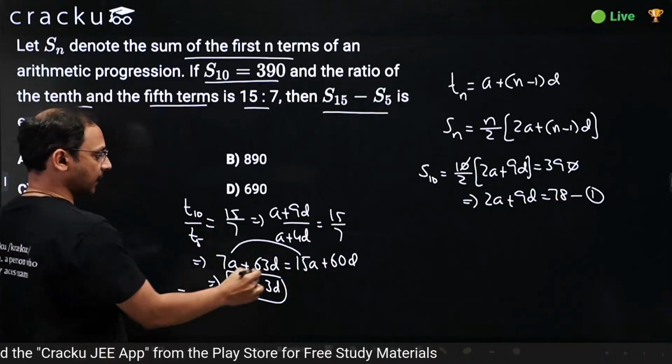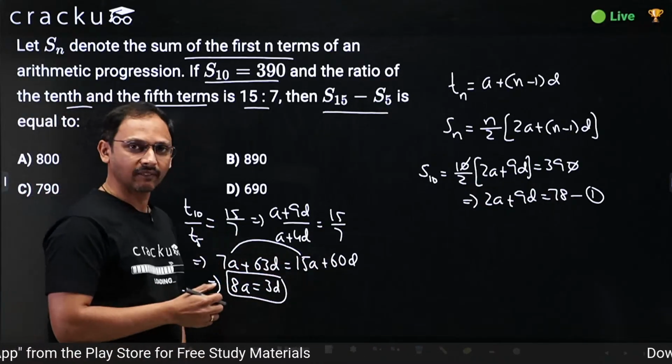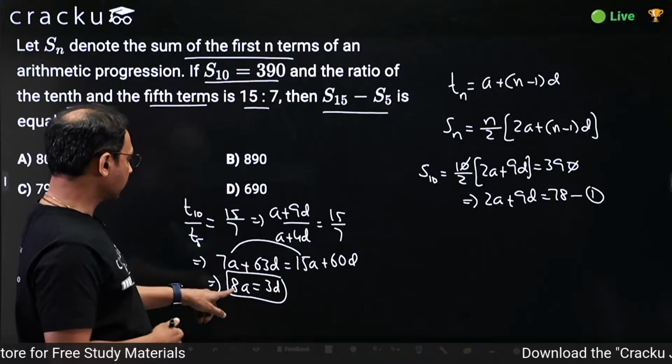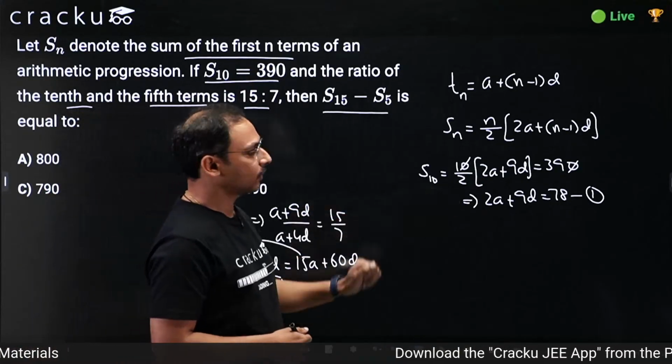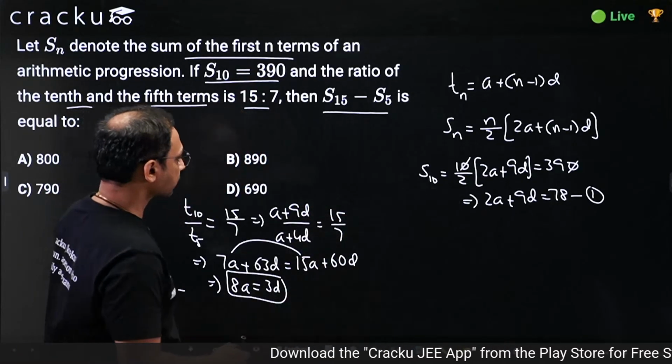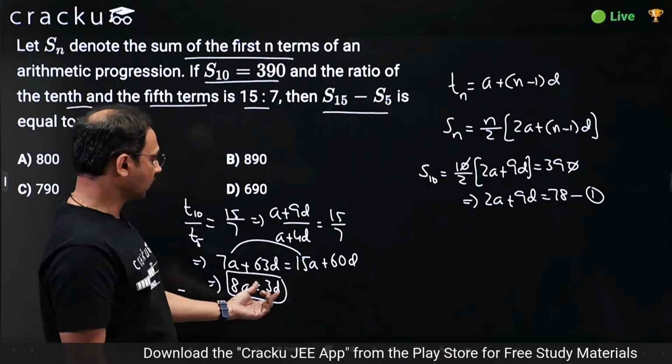15 minus 7 is 8, 63 minus 60 is 3. So we have a relation between a and d. We shall be using this, and you can solve for a and d. So we have 8a is equal to 3d.